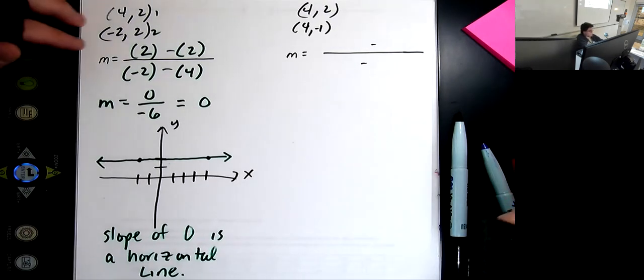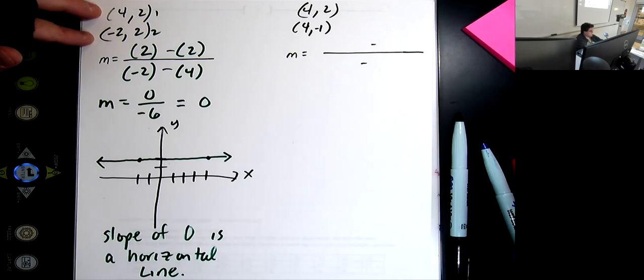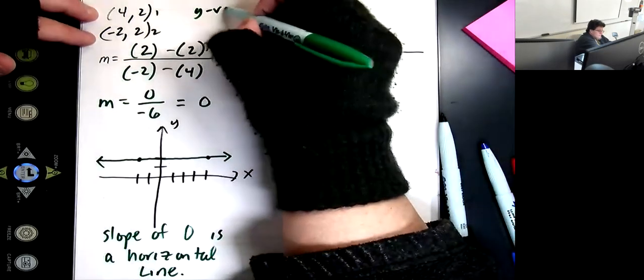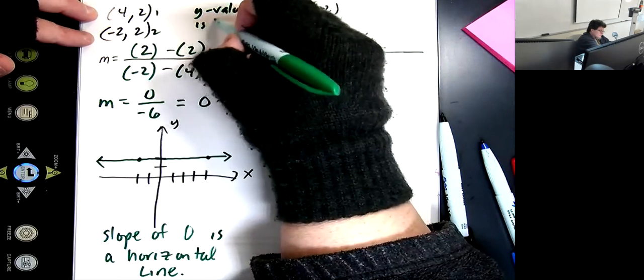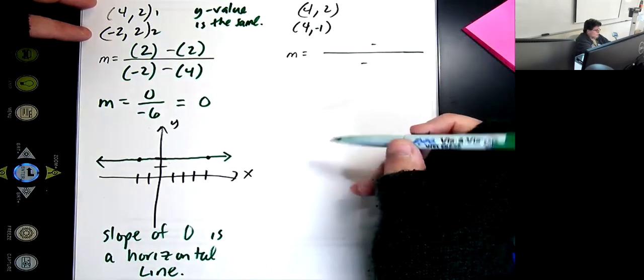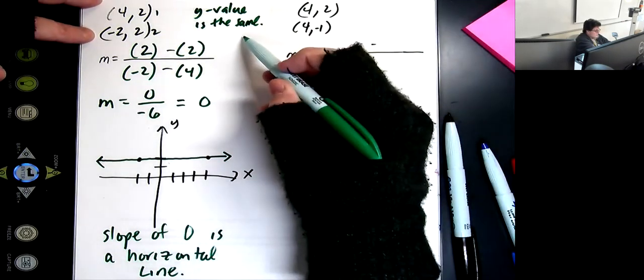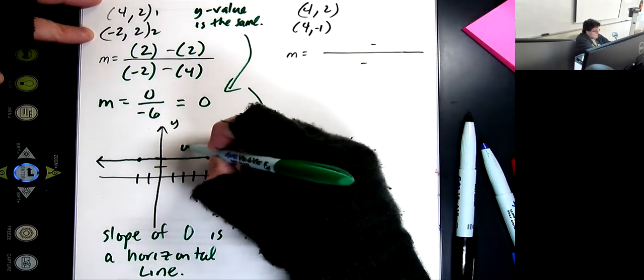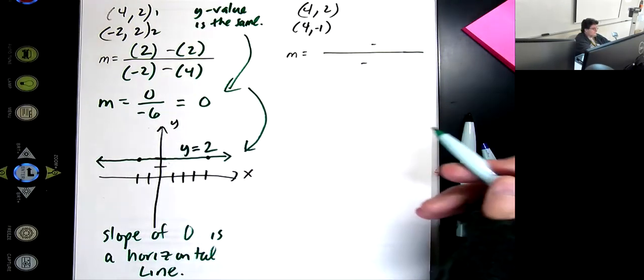If we go back, look at these initial 2 points, could we have seen that right away without actually drawing it? What do these points have in common? They have the same 2, right? The y value is the same. When the y value is the same, you have a slope of 0, you have a horizontal line, and it actually gives you the equation of the line. y equals 2 is the equation of that line.